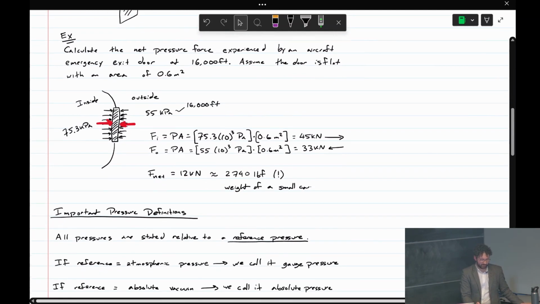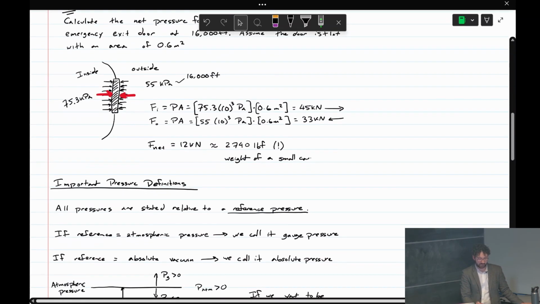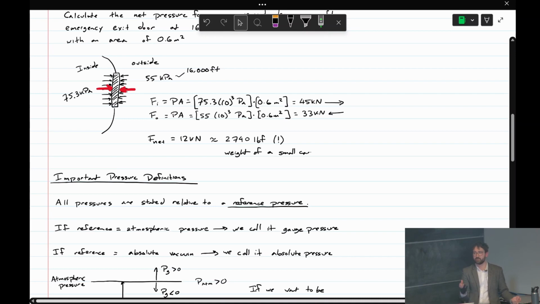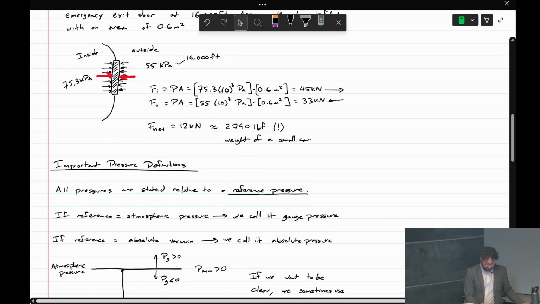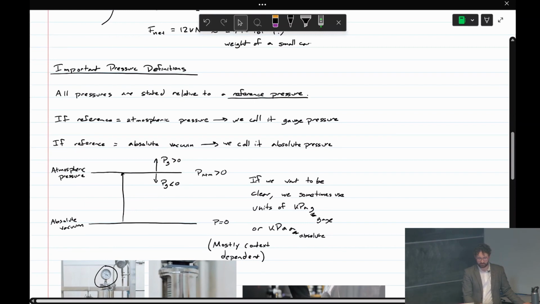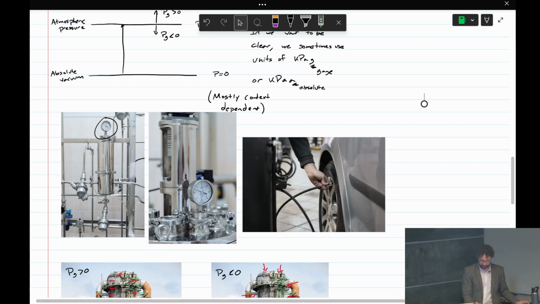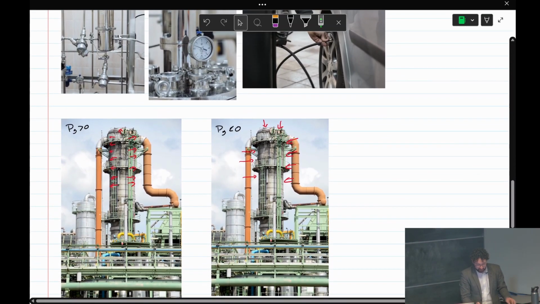We calculated, using just F equals PA, the net force on, say, an emergency exit door, just to see how much force can be produced by pressure. We talked about absolute and gauge pressures, and that most of the time gauge pressure is what we're using in engineering when we're defining pressure. For example, these pressure gauges go negative to positive because gauge pressure just tells us where we are relative to the atmosphere. Same thing with pressure equipment here.